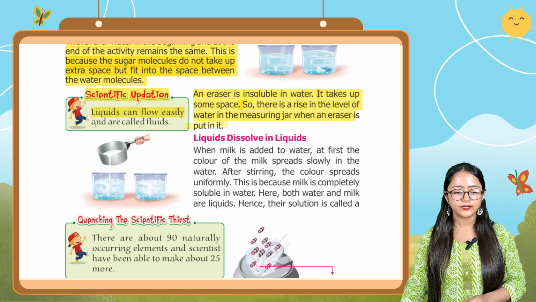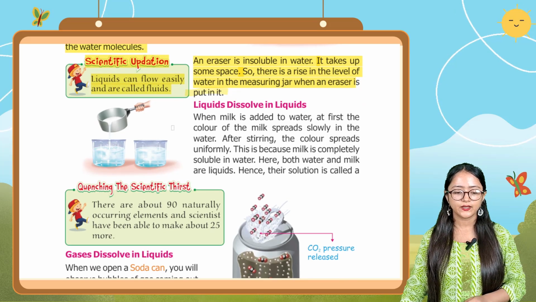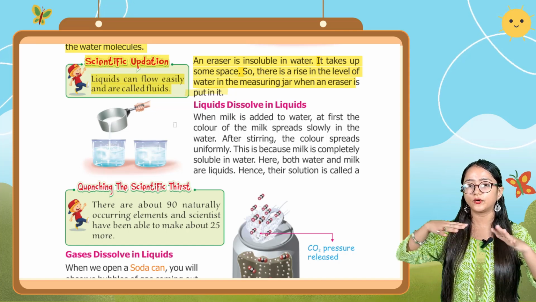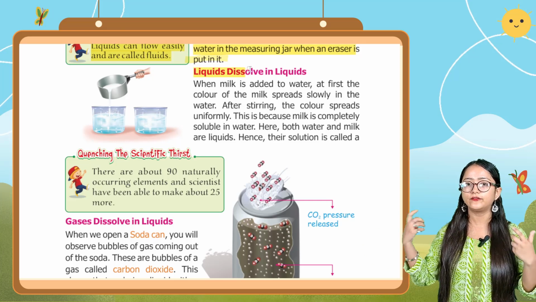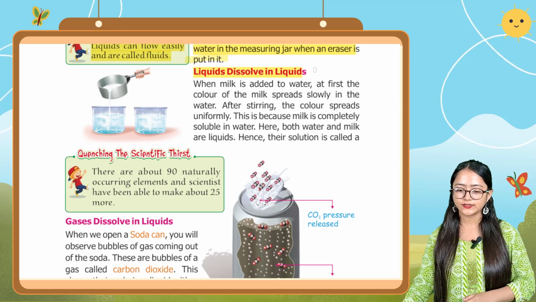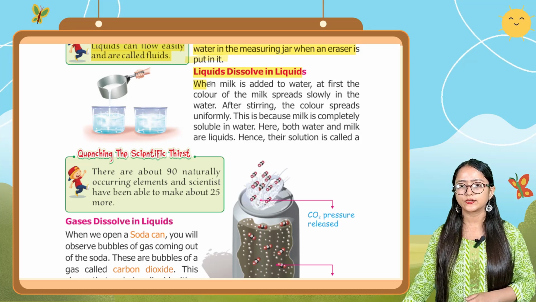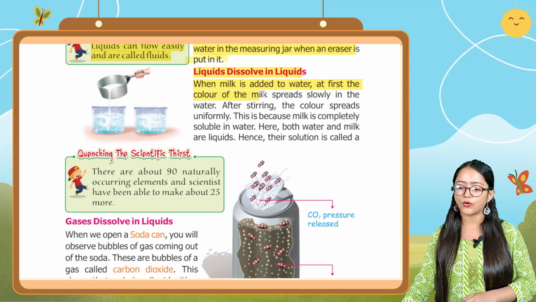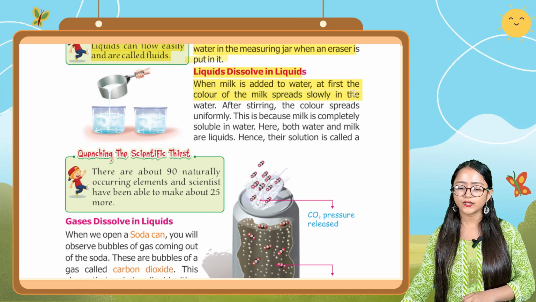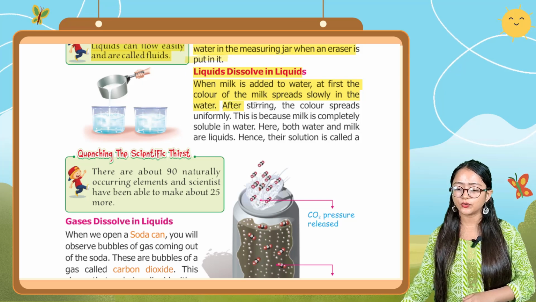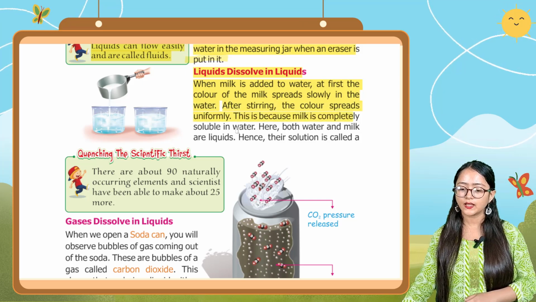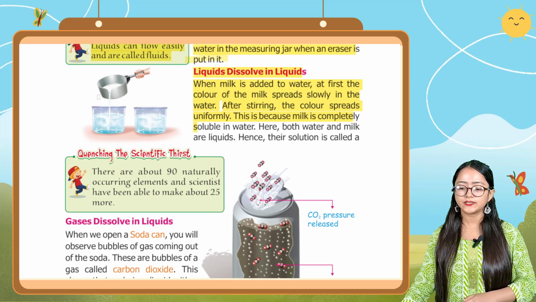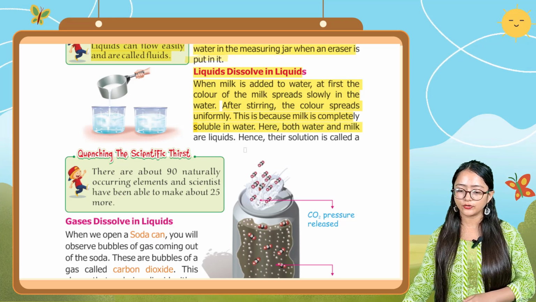Okay, now there is a point that is scientific updation. It is saying liquids can flow easily and are called fluids. So liquids are that type of matter which flow easily, okay, and are called fluids. Now the next one is liquids dissolve in liquids. So when milk is added to water, at first the color of the milk spreads slowly in the water. After stirring, the color spreads uniformly. This is because milk is completely soluble in water.